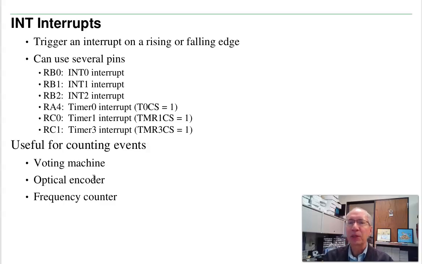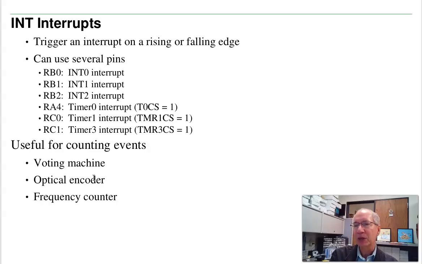The simplest is probably the INT interrupt. This is on a rising edge or a falling edge. Call a subroutine. I can use several different pins. On the PIC, 6 different pins are available for edge interrupts. I've got the INT 0, 1, and 2 on port B.